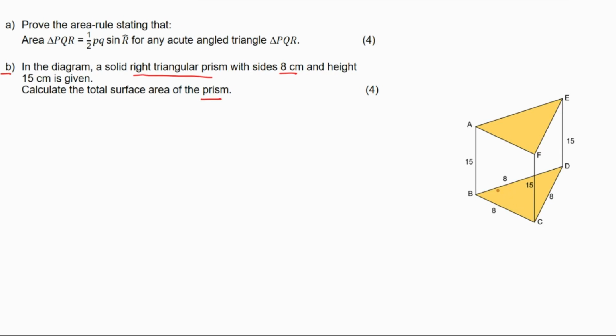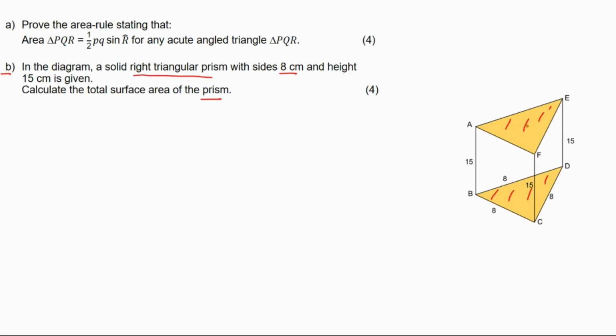We can find the area of these two triangles, and then after that we find the area of the lateral rectangular surfaces, and there are three of them. There's rectangle ABCF, rectangle FCDE, and then rectangle ABDE. And if you check, all these rectangles are congruent. They are just the same size, 8 by 15.